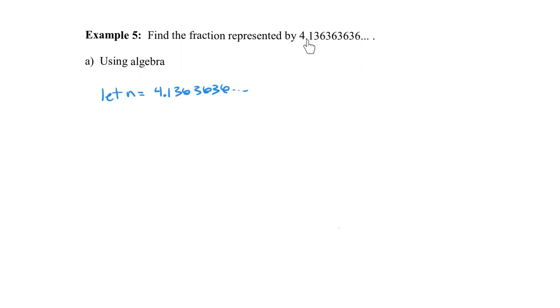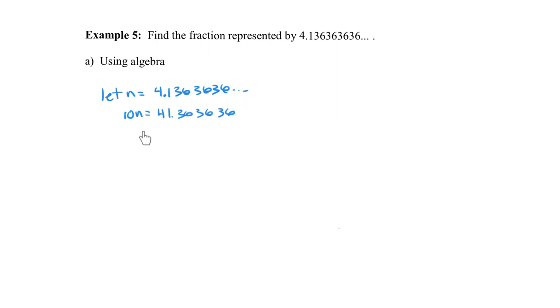So I'm going to multiply this number by 10. So I need to multiply n by 10. So we could say, okay, if n is that, then 10n is 41.363636. So at this point, we've got one equation that you could think of as isolating the repeating part, but we're going to need two, and this one doesn't quite do it.